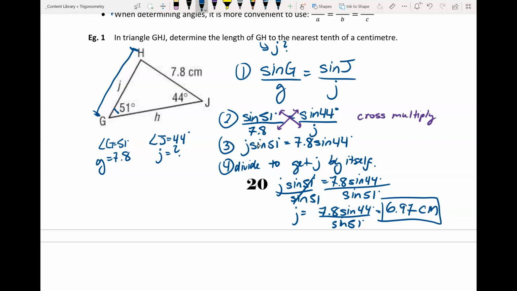But again, it's maybe easier for you to find sine 44 first. Write that answer down somewhere, try to keep as many decimal places as you can. Then find out what sine 51 is. Write that answer down, keep as many decimal places as you can, and then punch in your calculator like that. Also remember to keep your calculator in degree mode and not radians or the grade mode.